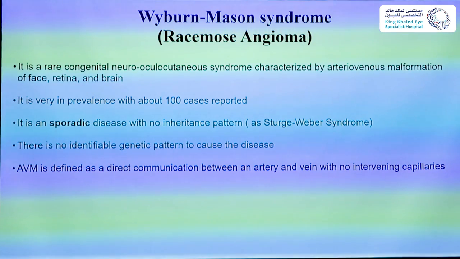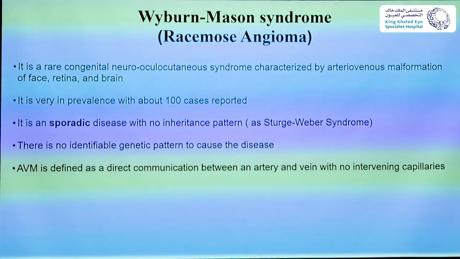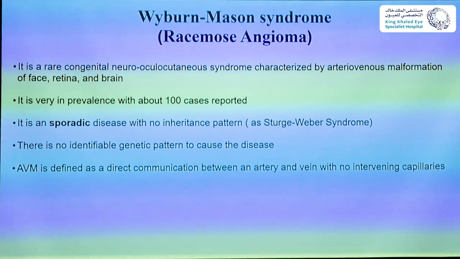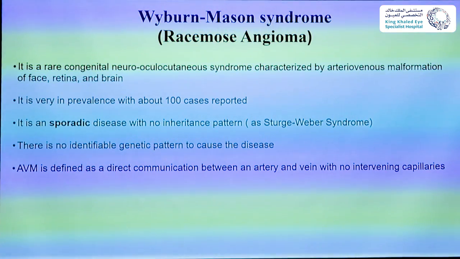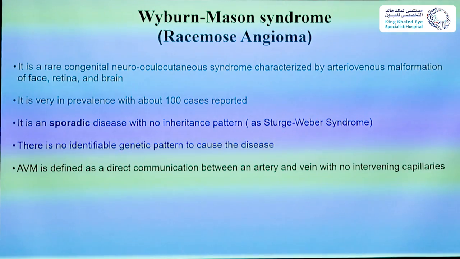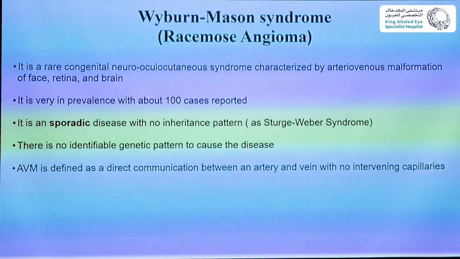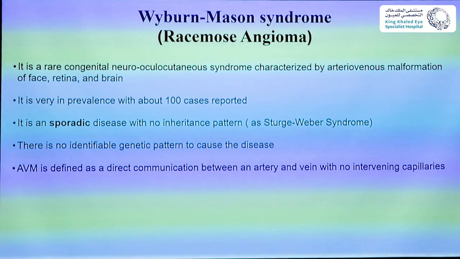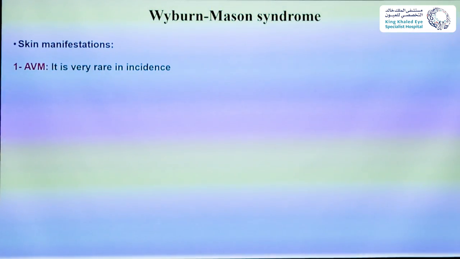AVM, which is arteriovenous malformation, is defined, as you know, as a direct communication between an artery and vein, with no capillaries present to regulate the pressure. So the arterial pressure is transmitted directly to the venous side, which is abnormal because of the absence of the capillaries. So skin manifestation, you can have AVM in the face, it's a very rare incidence, and you can have it in here.